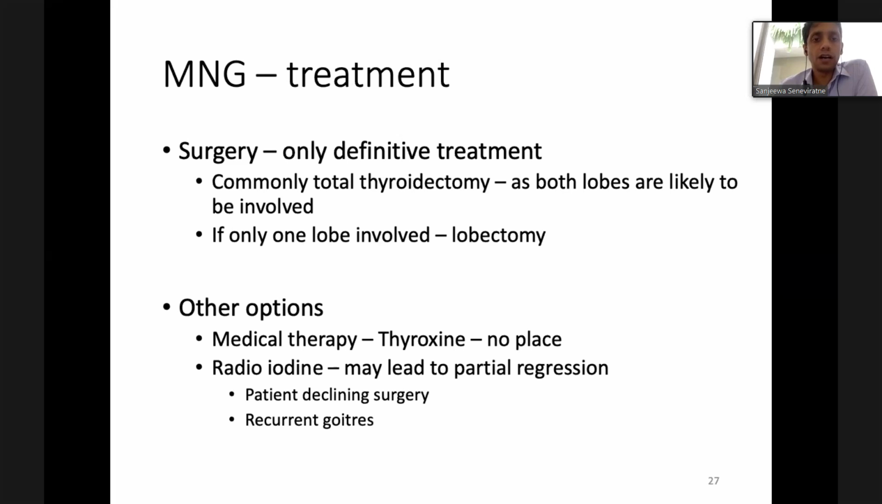modalities that are effective. Total thyroidectomy, where we remove the whole gland, is the standard treatment. Very rarely only one side would be affected, in which case we can offer them a hemithyroidectomy or lobectomy.